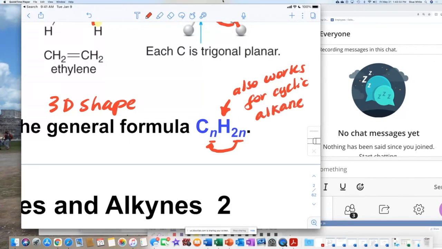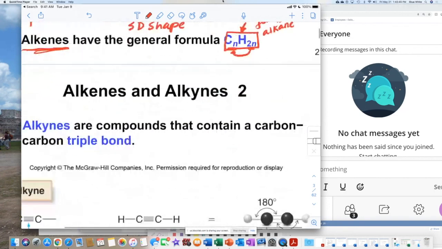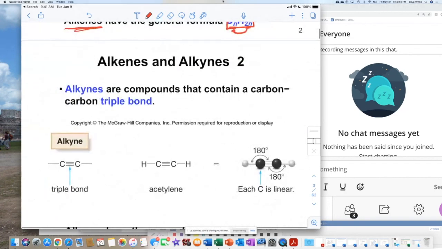Those cyclic alkanes, to make them a circle or a geometric shape, we had to drop off 2 hydrogens. And so this formula here works for alkenes and for cyclic alkanes, okay, while we're here. So as we're looking at alkenes, we've seen what alkenes look like.